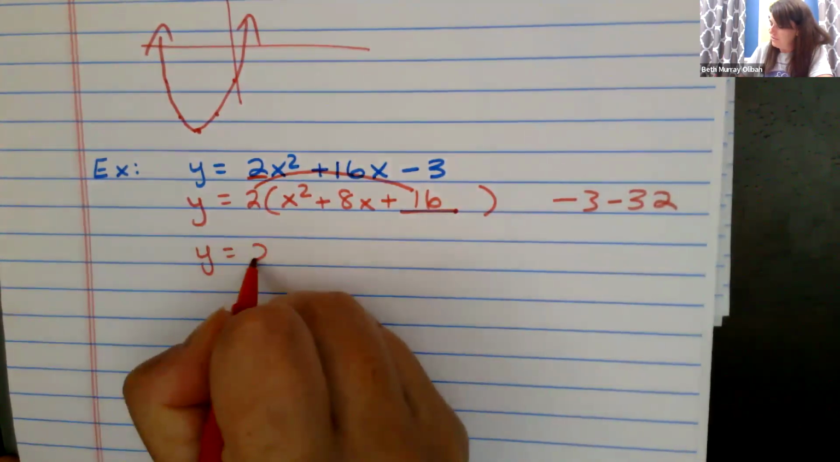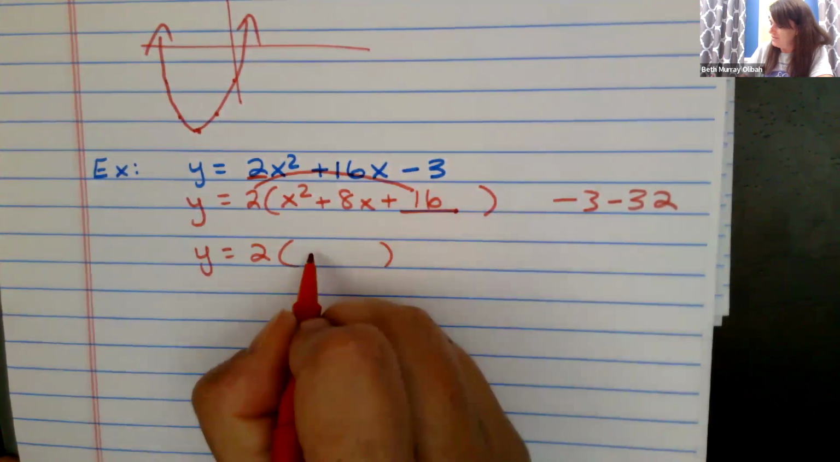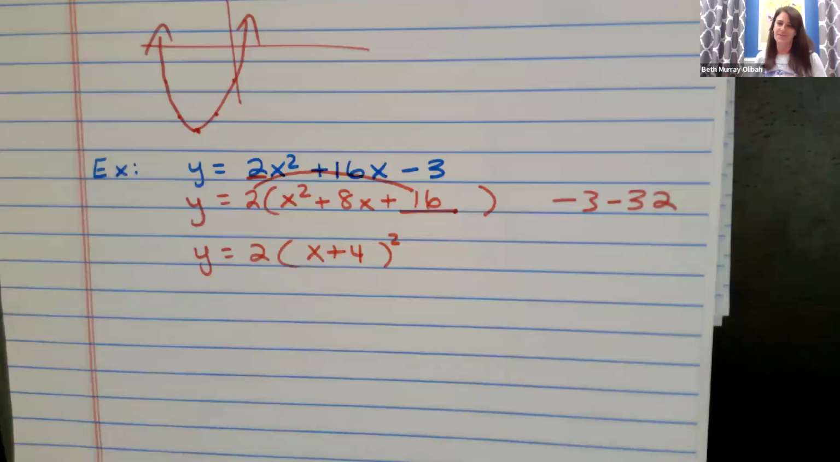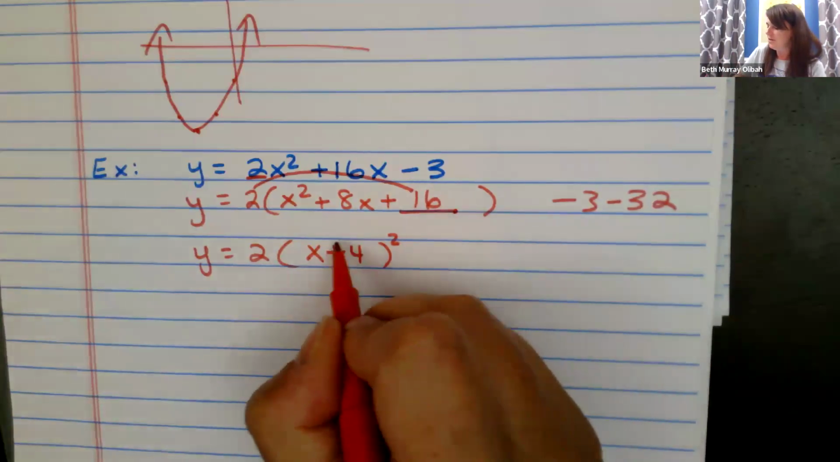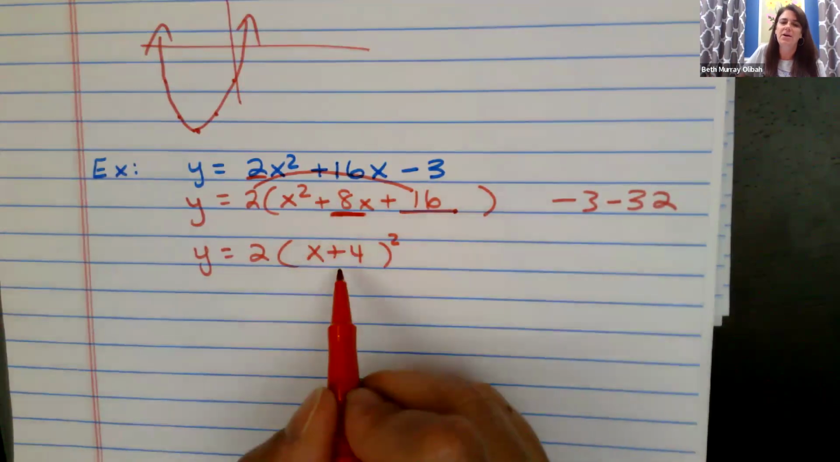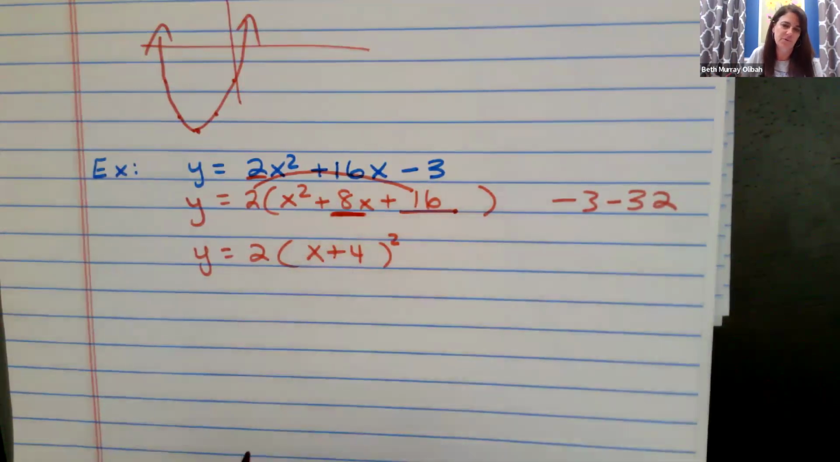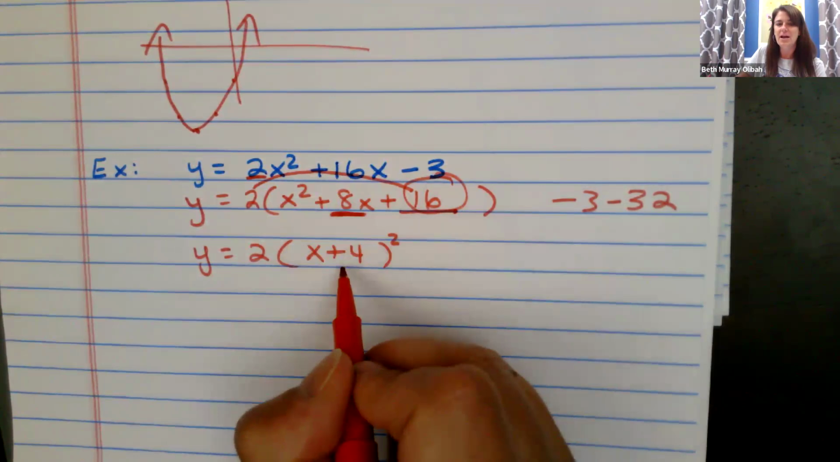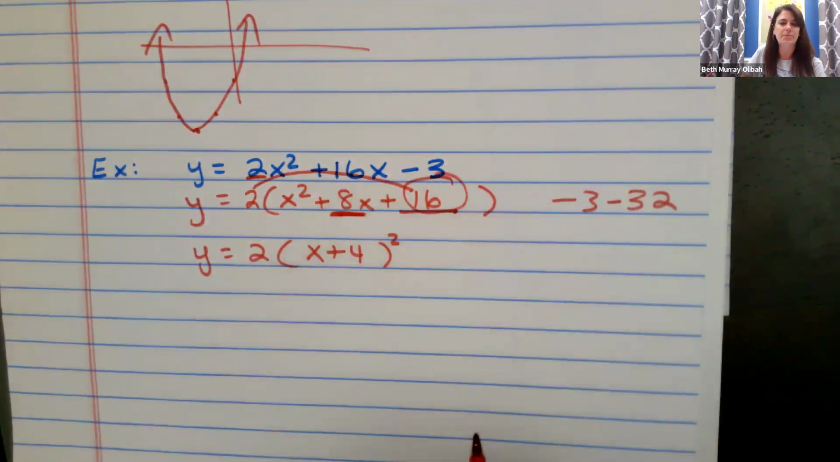So y equals 2 times this, which will all factor nicely to x plus 4 all squared. You can play around with it, but that's true. It is always going to come from half of this. So since we had a +8 here, I knew it was going to be x plus 4 that was going to work. So that's the completing the square. This will always come from half of that number squared, and this will always be half of that number.